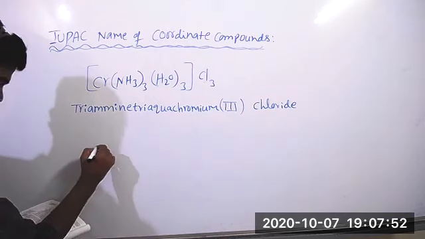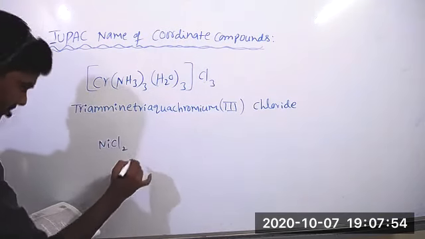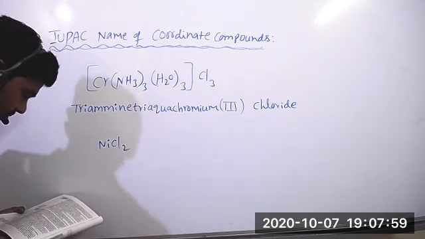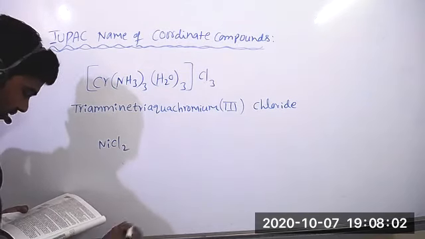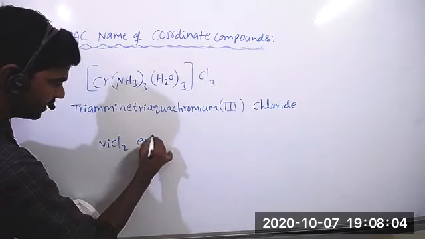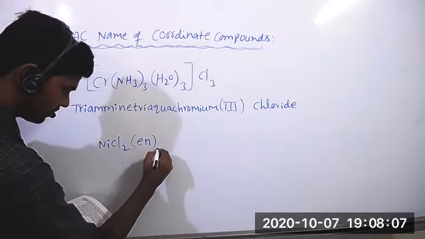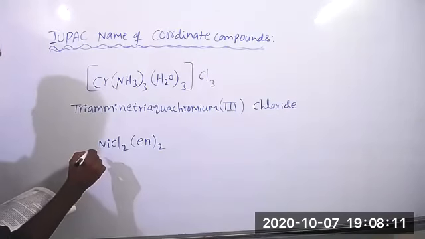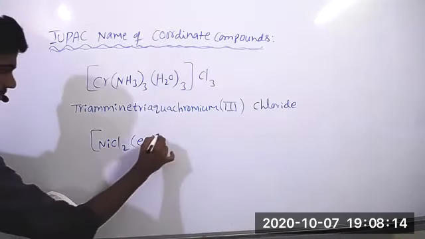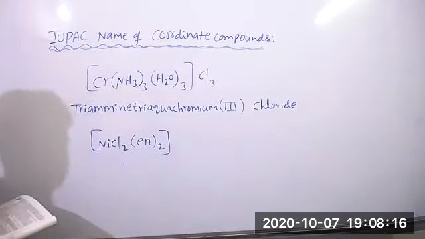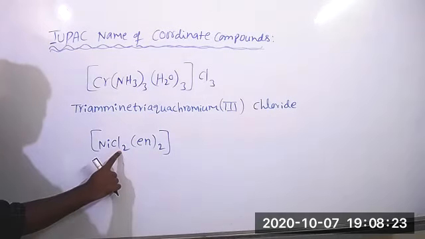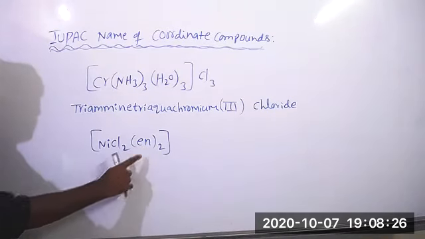So a little more difficult complex. This is NiCl2. Okay, I will change this: it is ethylene diamine, en, twice. Tell me, what is the name of the complex? So chlorine is there here. Ethane-1,2-diamine is there.